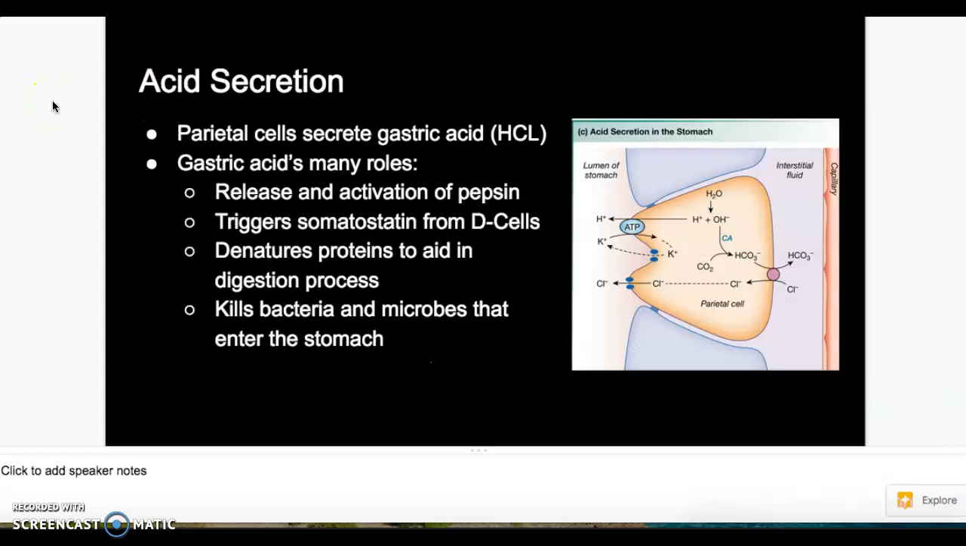The next secretion is the secretion of acid within the stomach. Stomach acid is actually called gastric acid, and it is a hydrochloric acid. It plays many roles during the gastric phase of digestion in the stomach, so it is very important. The first thing that it does is it will release and activate the enzyme known as pepsin. It will also trigger somatostatin from the D cells, which is super important, and we'll talk about that in a little bit. It'll denature proteins in the stomach to aid in the digestion process, and it'll help kill any bacteria, microbes, or anything from the exterior environment that gets into the stomach that's not supposed to be there.